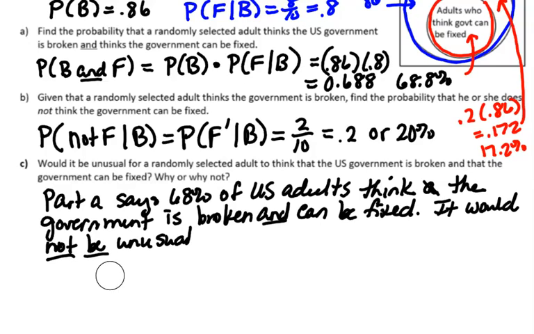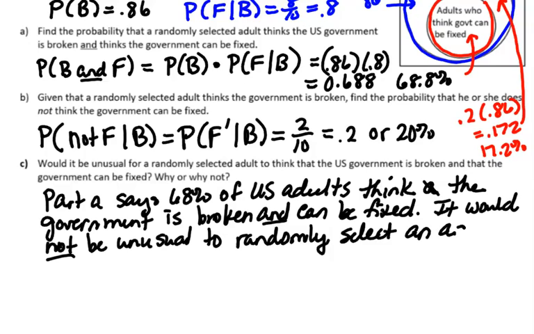Should have underlined not rather than be. It would not be unusual to randomly select an adult in that category.